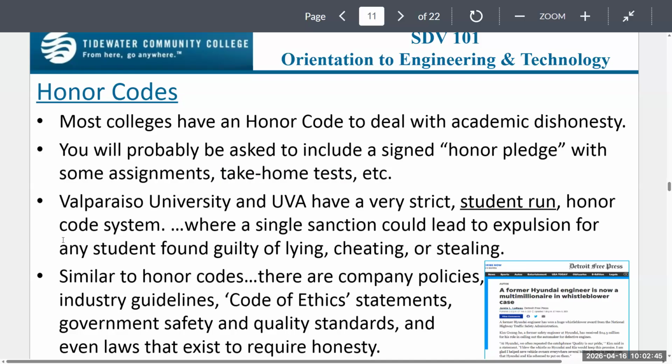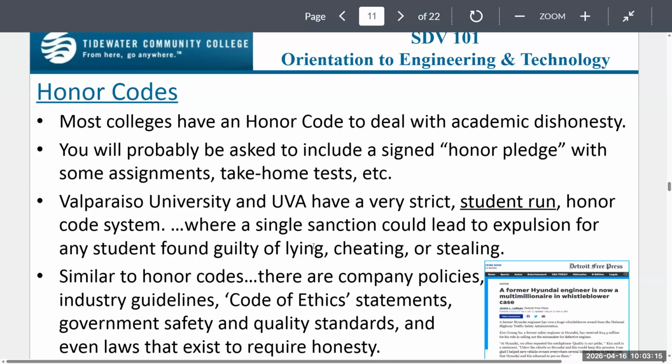Say this university, Valparaiso University and UVA have a very strict student-run honor code system where a single sanction could lead to expulsion for any student found guilty of lying, cheating, or stealing. No second chances. Some universities don't have a second chance. If you're found guilty, you're done.